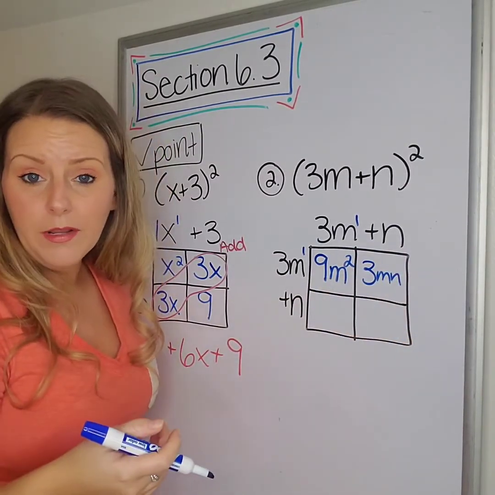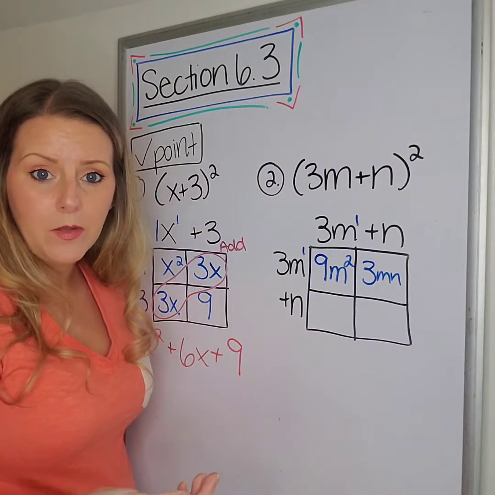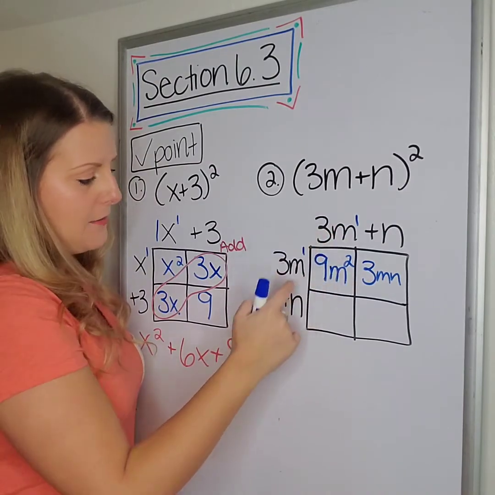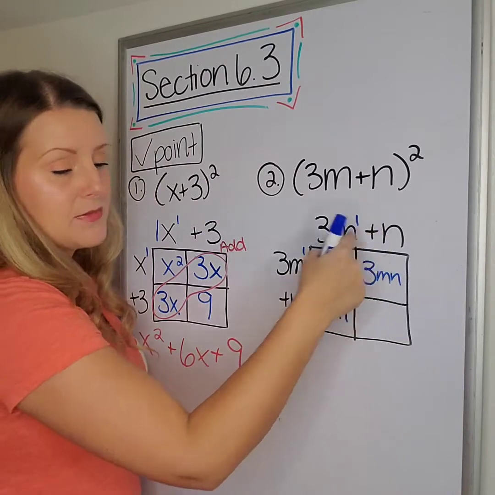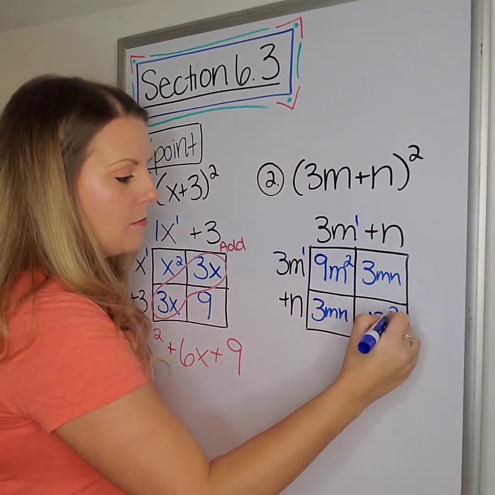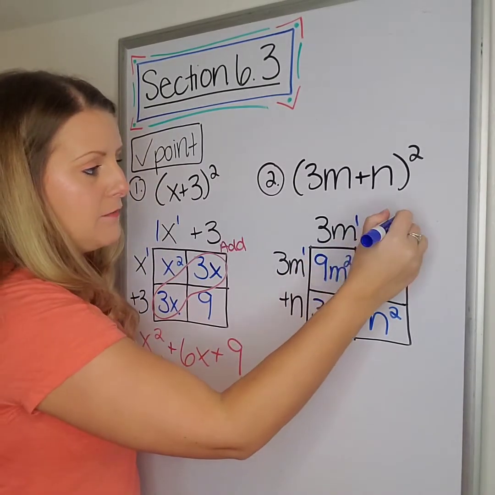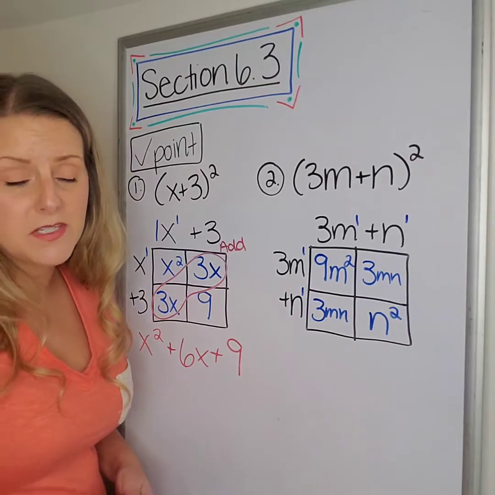M and N don't go together. So we put M first because it's alphabetically before N. Okay? Just like A would go before B. 3MN here, same thing. And then N times N is N squared because there's 2 N's. Okay? So N times N, if you want to put the little ones in there, you would make it N squared. And that's because they're the same letter.